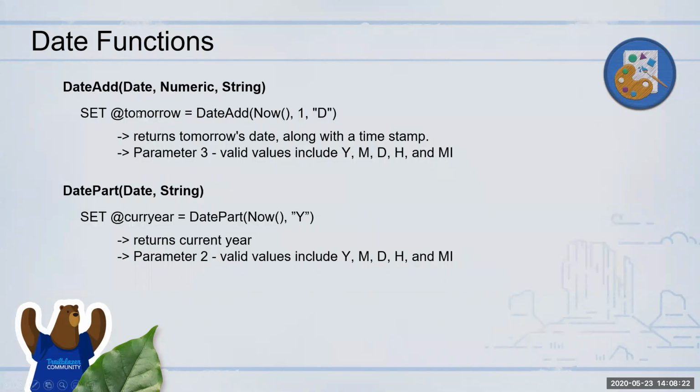A couple of additional date functions you can think of: if you have today's date and you want to add one day to it, there are different variables. If you add y, one year will be added; month is m, and then day, hour and minute. You just add that and it will automatically increment it for you. DatePart is if you want to retrieve a specific part of a date, say just the year part of it. It's quite useful.